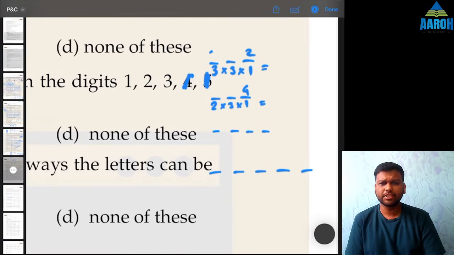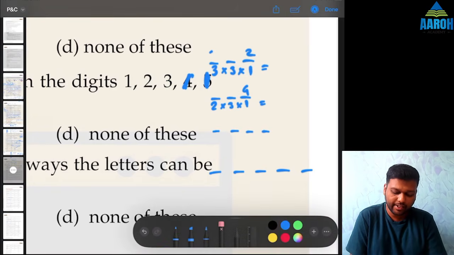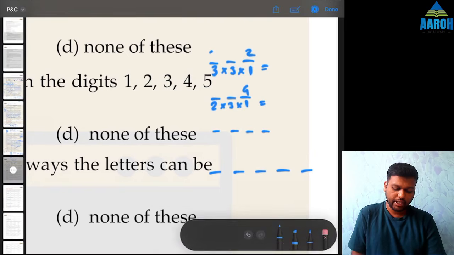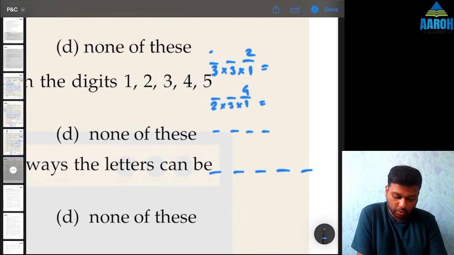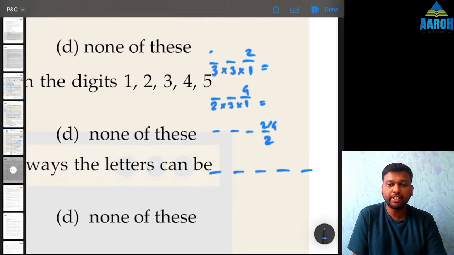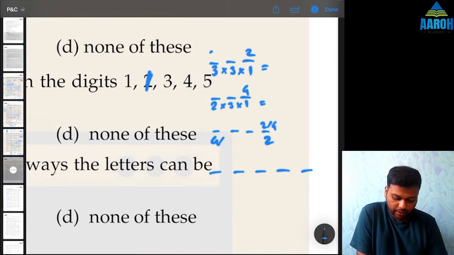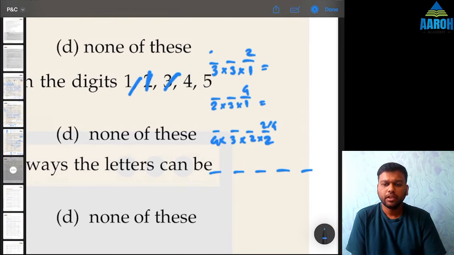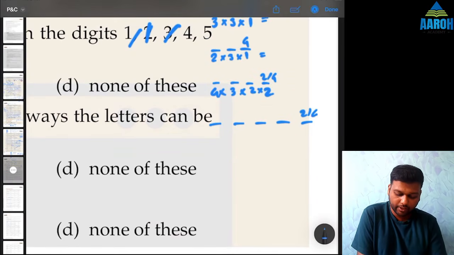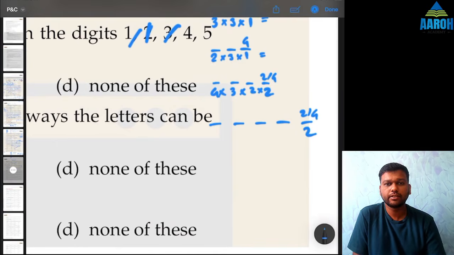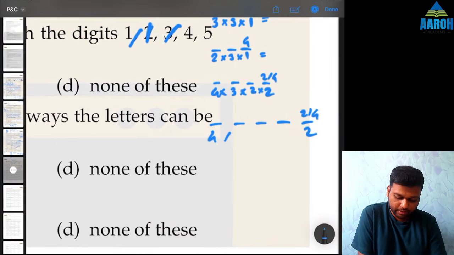4 and 5-digit numbers are easy. Why? Because now the 300 restriction does not matter. Even number means what? At the end you should have 2 or 4, which is 2 possibilities. So let's say one of them is gone. Now you have 4 possibilities into 3 into 2. That's it. 4, 3, 2. 5-digit, same. You can have either 2 or 4 here. So 2 possibilities. Then remaining 4 numbers, then 3 numbers, then 2 numbers, and then 1 number.